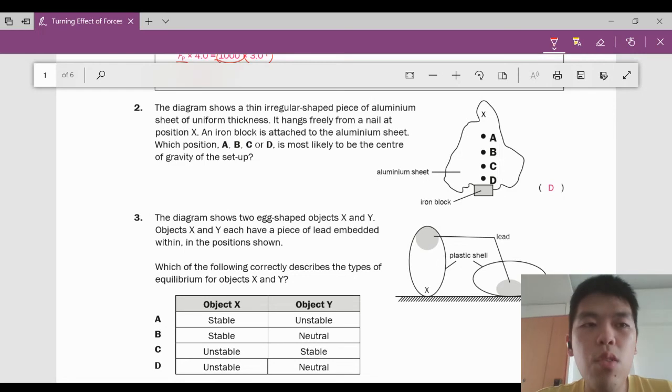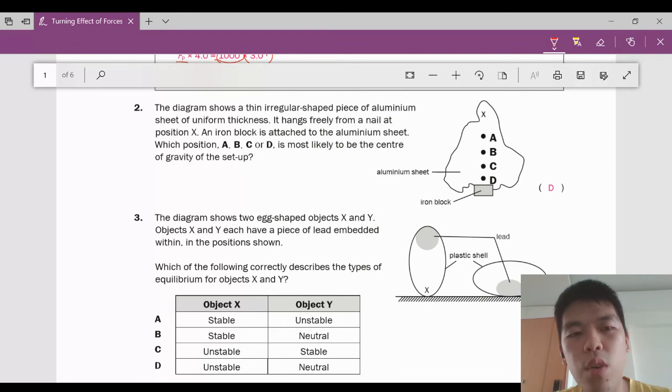Alright, welcome back to part 2 of our theory workbook. So let's take a look at the questions on stability and center of gravity. So let's look at question 2 first.